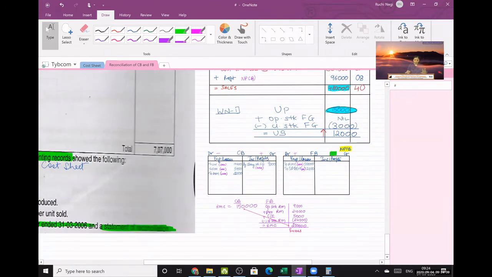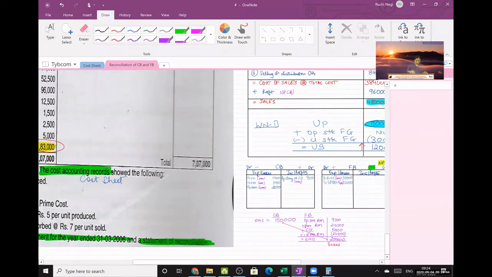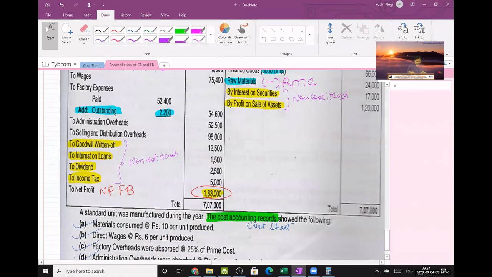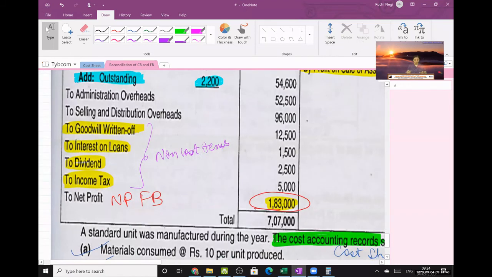तो अभी कॉस्ट शीट तो मेरा खत्म हो गया. अभी कॉस्ट शीट में कुछ बचा ही नहीं रिकंसाइल करने के लिए. बट फाइनेंस बुक्स में बचा है ना. या द वन व्हिच आई हैव हाइलाइटेड इन येलो व्हिच आर नॉन कॉस्ट आइटम्स. So if it is not in cost sheet, but I have to reconcile it in finance books. So let us write this: goodwill, interest on loan, dividend, and income tax.